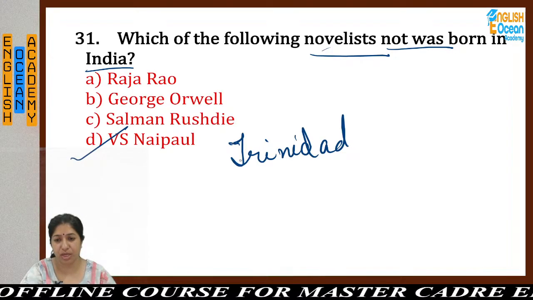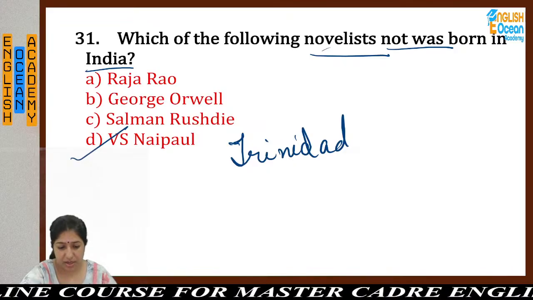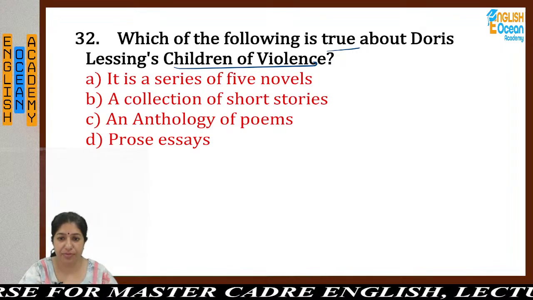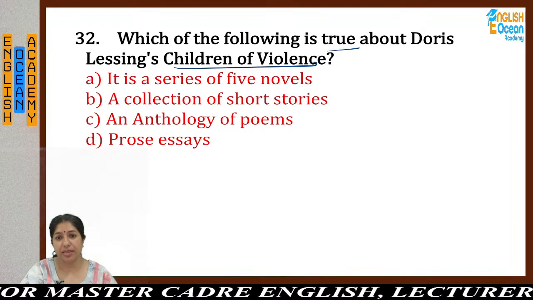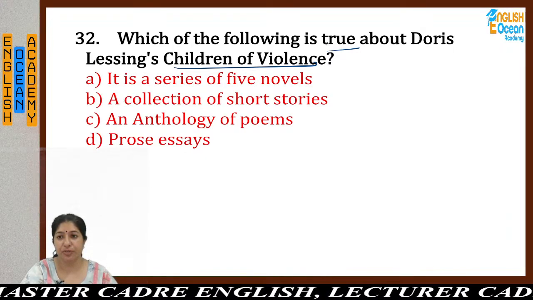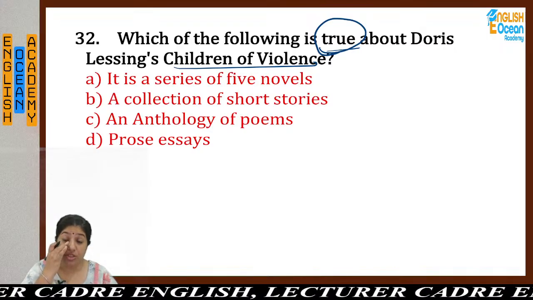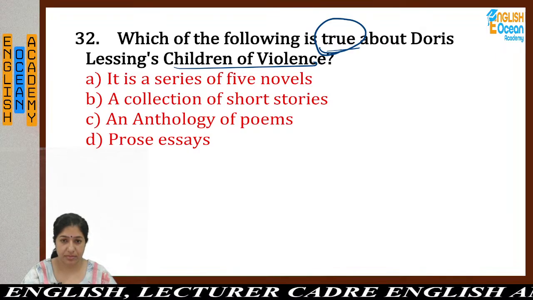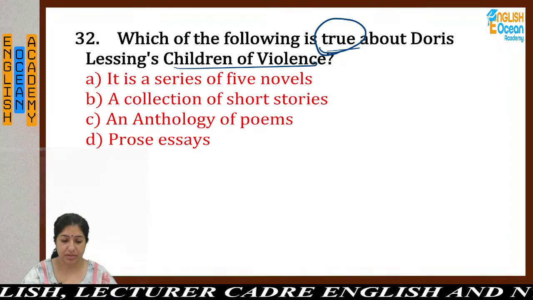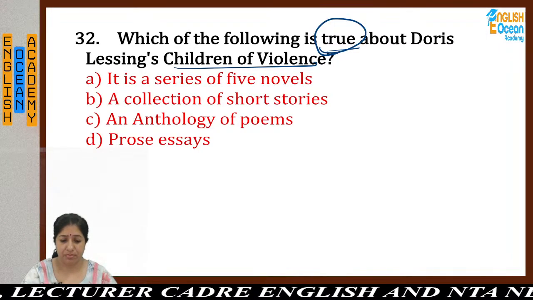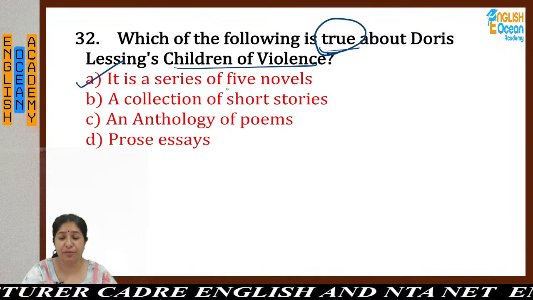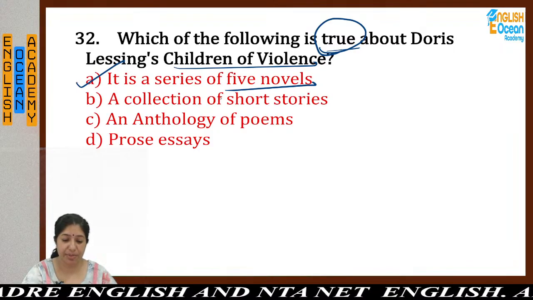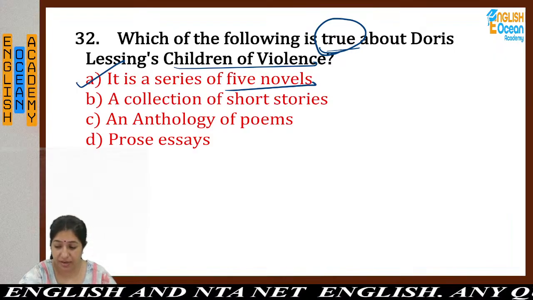Trinidad, which he has also shown in his novels. Okay, which of the following is true about Doris Lessing's Children of Violence? It is a series of 5 novels, a collection of short stories, an anthology of poems, or prose essays. No, it is a series of 5 novels, including Martha Quest and others. It is not short stories. We have written it down.